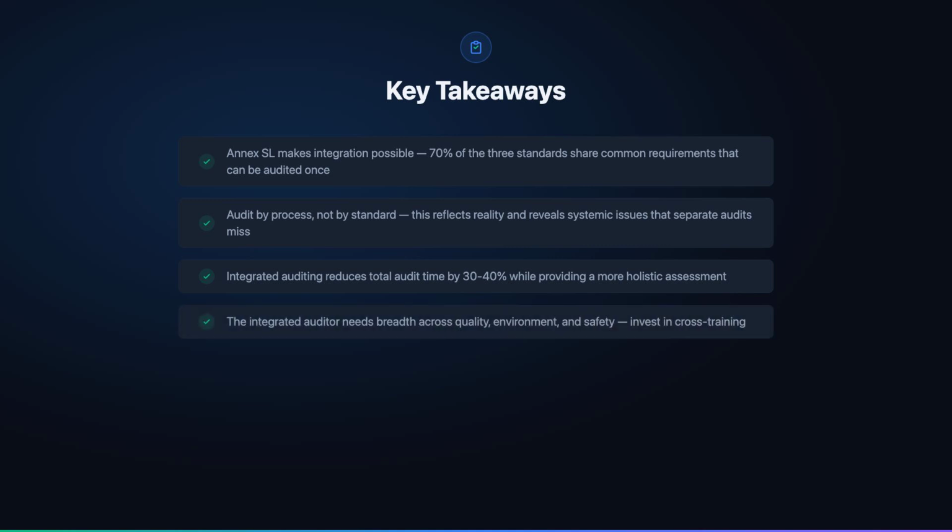And fourth, integrated auditing demands breadth of competence. Auditors must understand quality management, environmental management, and occupational health and safety well enough to identify both conformity and improvement opportunities across all three domains. Invest in cross-training your audit team.